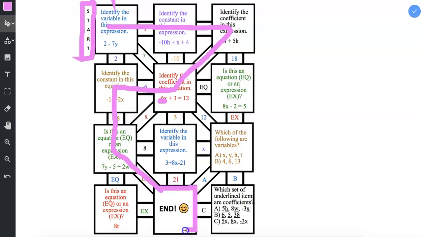So I have just finished the puzzle. And that's all you have to do. And when I'm grading it, I can just see this path and grade your work and see how you did.